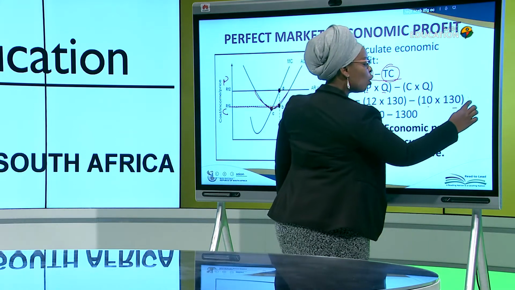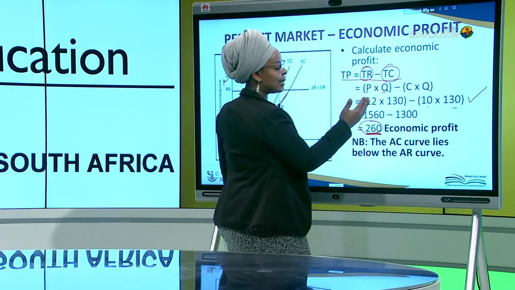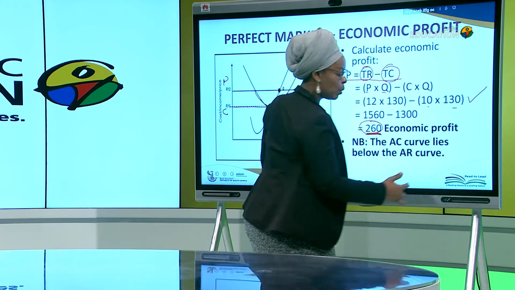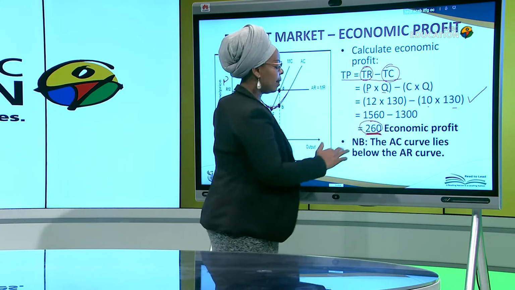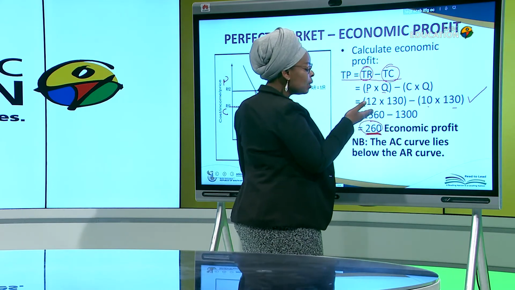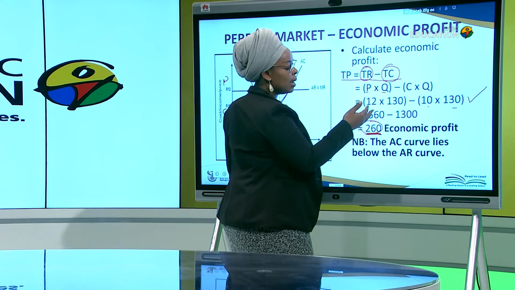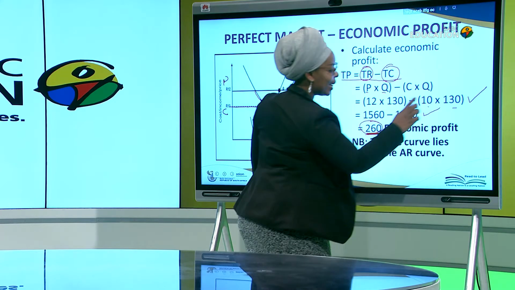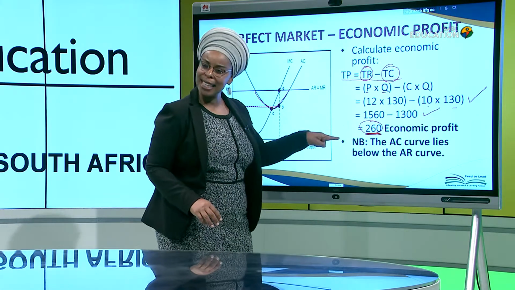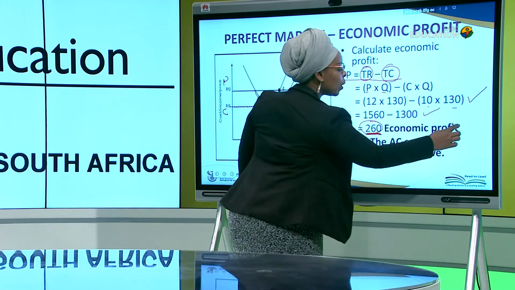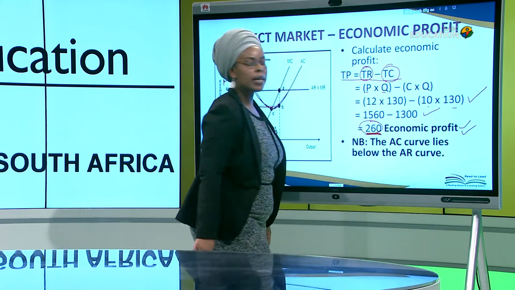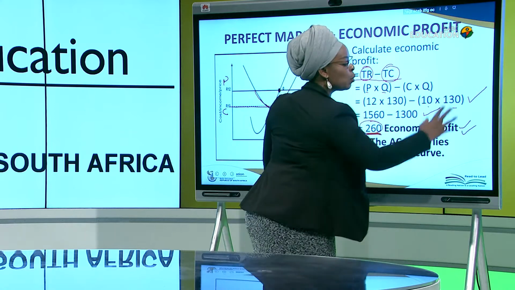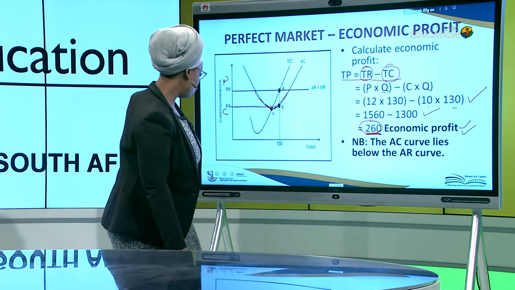For showing that 12 multiplied by 130 minus 10 multiplied by 130, you get 1 mark. And then for subtracting 1,560 with 1,300, which is our total revenue and total cost, you'll get another mark. And then for your answer of 260, that is where you will get only 2. Can you see that if you give us the answer only, you will get 2 marks and you will forfeit the other 2 marks.